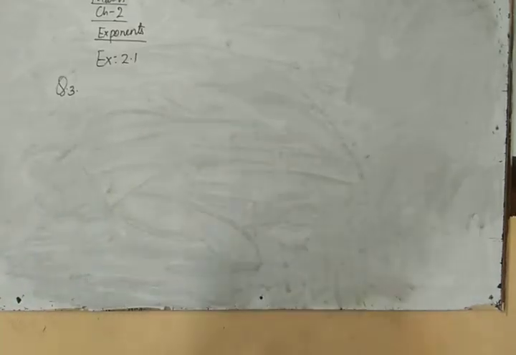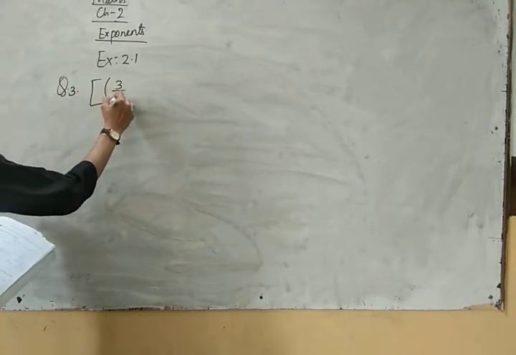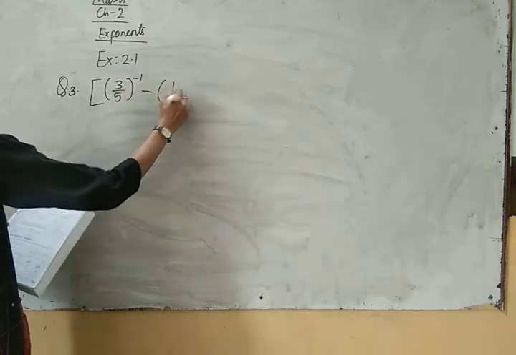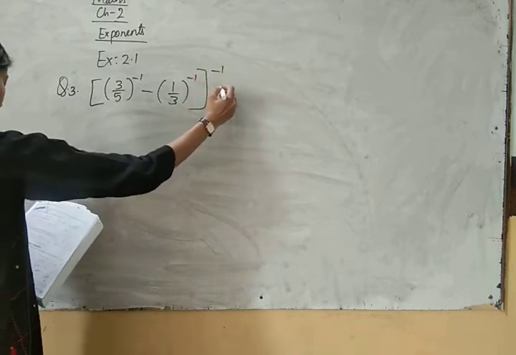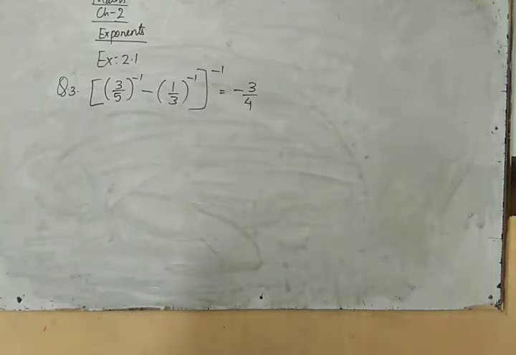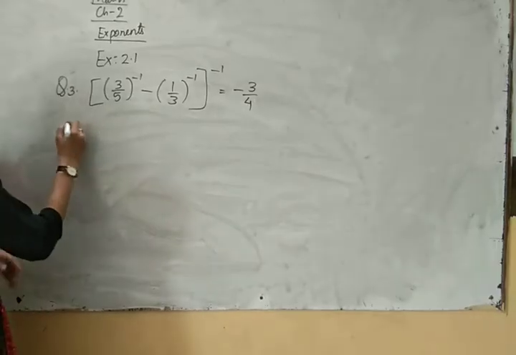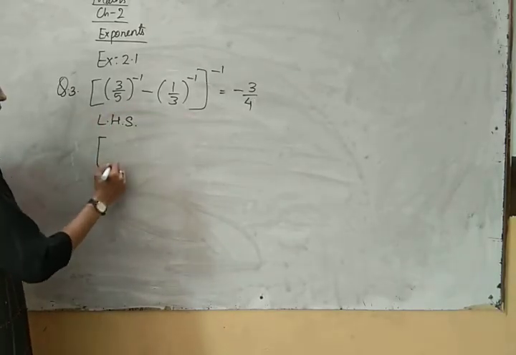In question number 3 you have to prove that (3 upon 5) to the power minus 1, minus (1 upon 3) to the power minus 1, whole to the power minus 1, will be equal to minus 3 upon 4. You have to prove that the left hand side is equal to the right hand side. So we are starting from the left hand side. We are solving the left hand side.